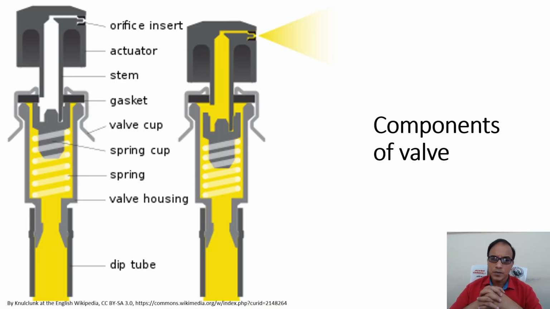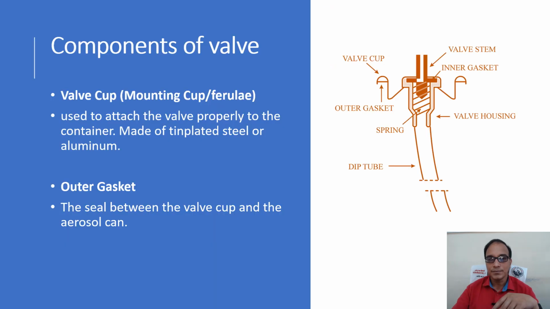The component valve, as you can see in this figure, from top you can see that the orifice insert is there from where the discharge happens. Actuator is there, it's an assembly, then stem, gasket, valve cup, spring, spring valve housing, in which all these are there from stem to spring. Okay, and then last is the dip tube. So these are the major parts of the valve, components of the valve. Let's take them one by one.